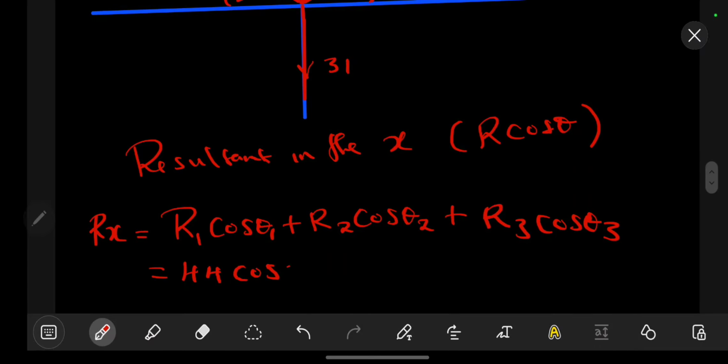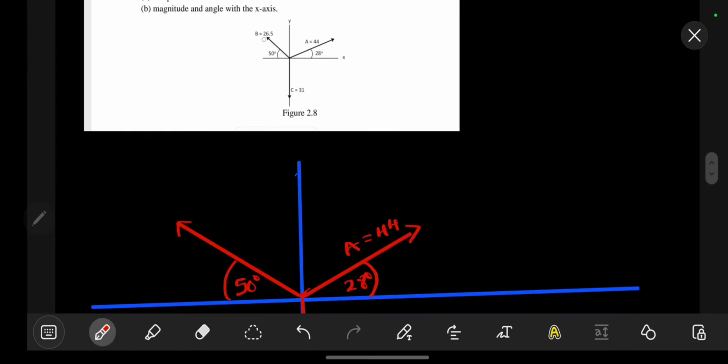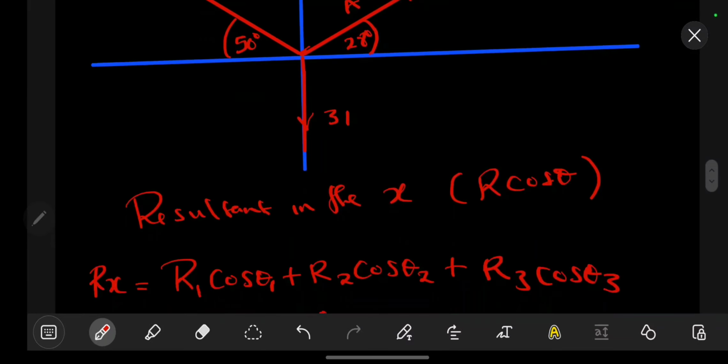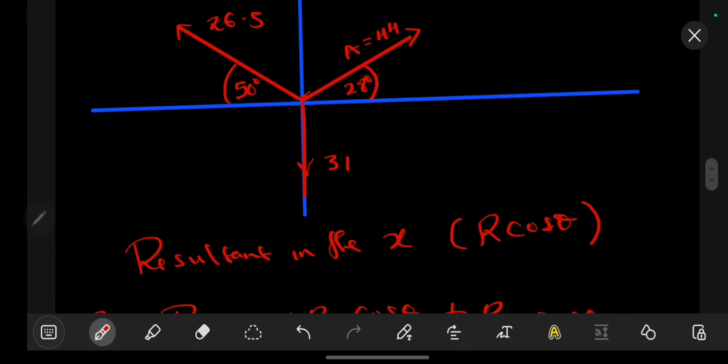Our angle is 28 degrees. Then we are going to add plus our R2. Our R2 is equal to, if we look here, 26.5. So we are going to say R2, which is our 26.5. Then we are going to say the cosine of, now here you need to be careful.